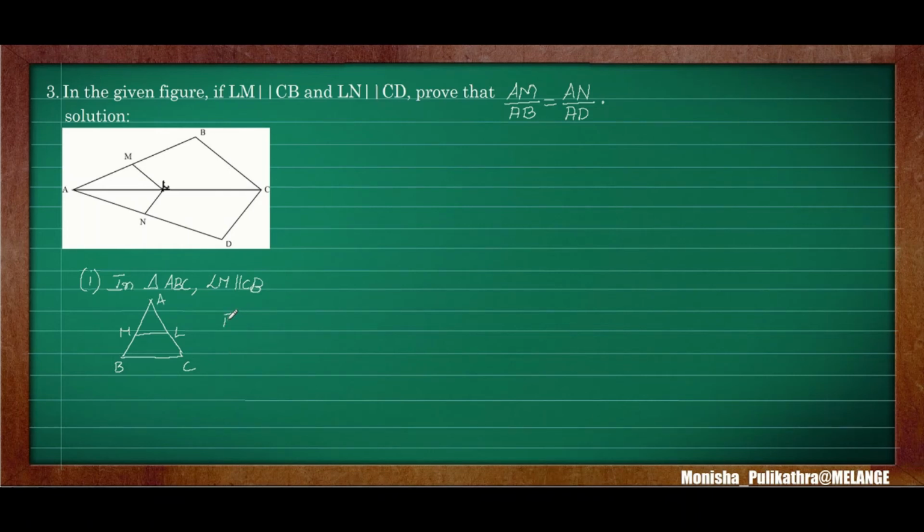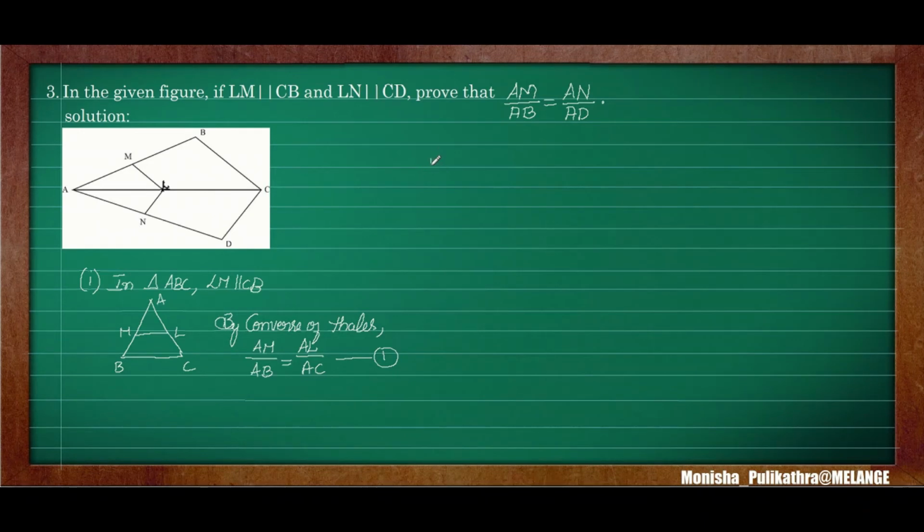So by converse of Thales, we can take AM by AB is equal to AL by AC. So let this be equation number 1.